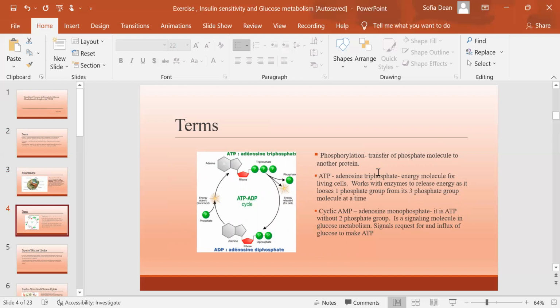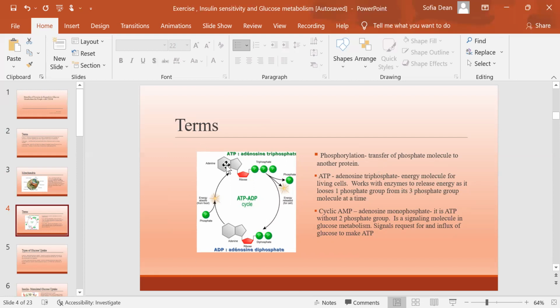Cyclic AMP, or just adenosine monophosphate, is an ATP without two phosphate groups. It is a signal molecule for glucose: as glucose is available, it signals the production of ATP.